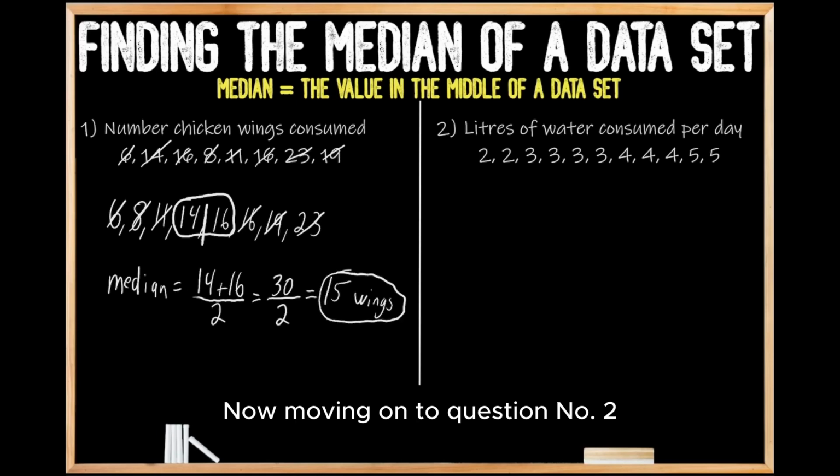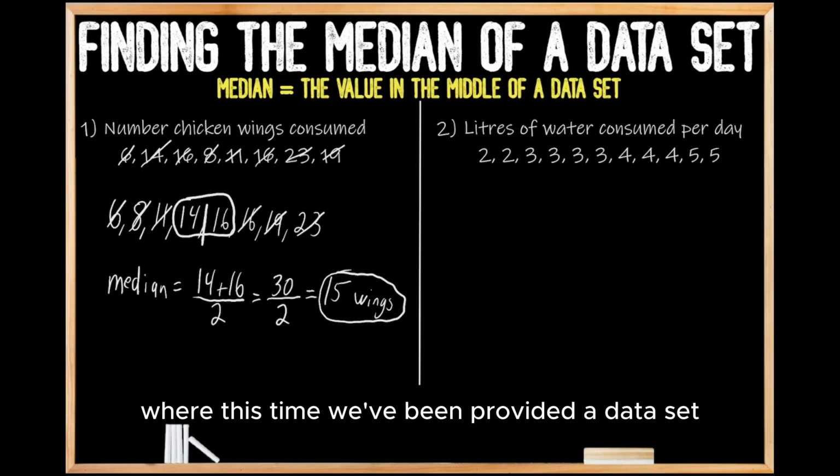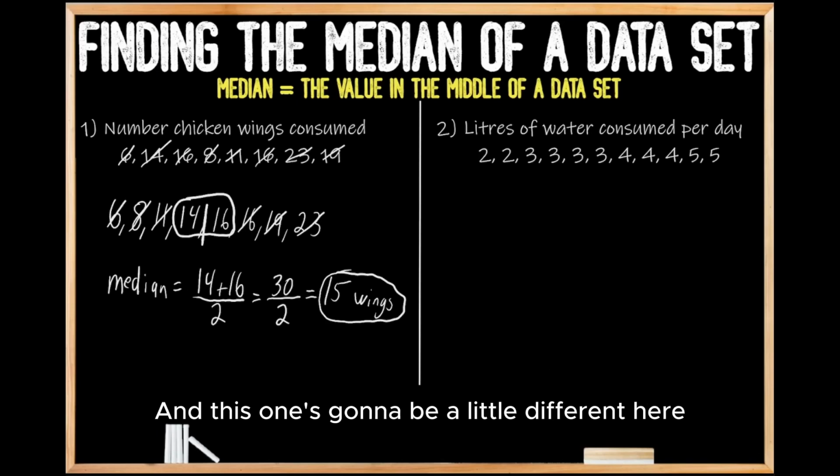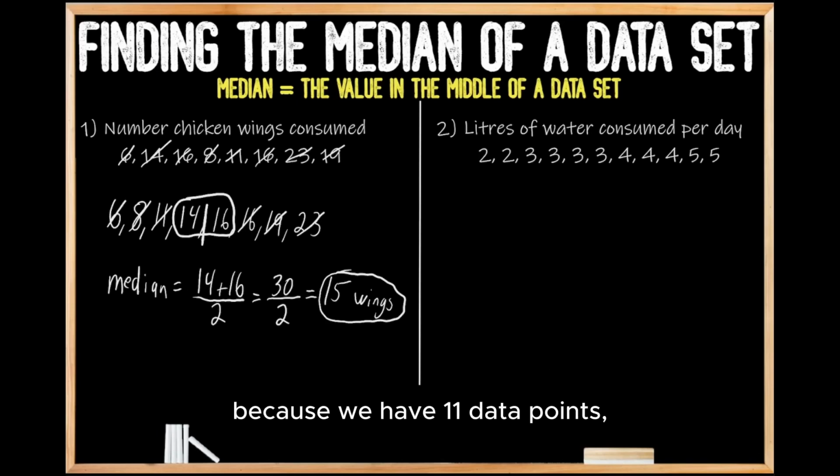Now moving on to question number 2, where this time we've been provided a data set that tells us the number of liters of water consumed per day by an individual. And we can see this time that it's already ordered from least to greatest. This one's going to be a little different because we have 11 data points, so we have an odd number of data points.